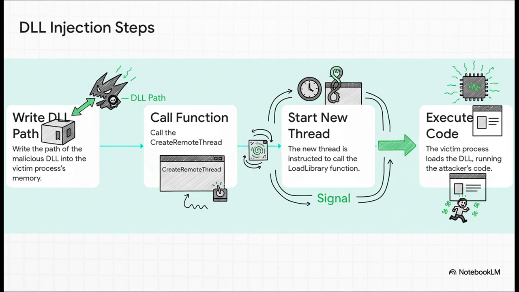So here's how they pull it off. The malware finds a target, right? Let's say your browser. It then basically slips a little note into the browser's memory that says, here's the address of some code I need you to run. Then it uses a specific Windows function to tap the browser on the shoulder and say, hey, go follow the instructions at this address. And the browser, just doing what it's told, follows the instructions and ends up running the attacker's code, completely unaware that it's just been hijacked.